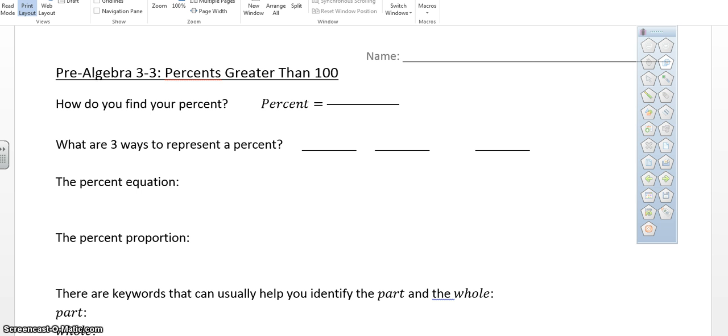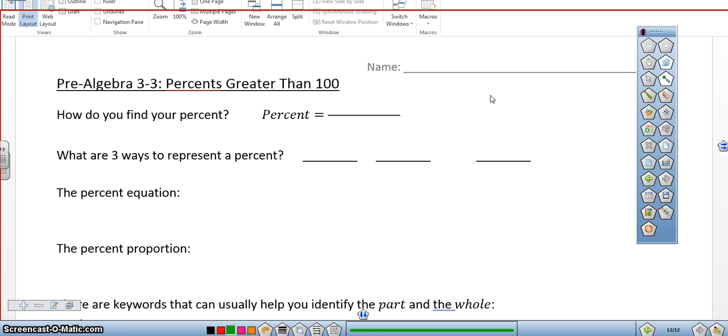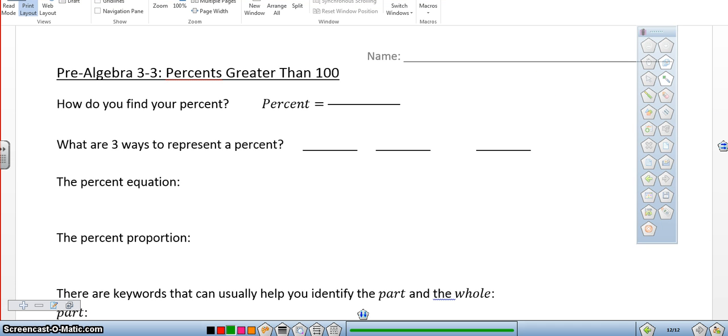So we're kind of branching out with our knowledge, and this lesson is expecting that you already know quite a bit about percents. So let's go over some things. First off, what is a percent? How do you find your percent? Think about when you take a test and you get your score back. How do you figure out what percent you got correct? Hopefully you're thinking that you need to know how many you got right, and you need to know the total number of questions. A percent is always a part, out of, or divided by a whole.